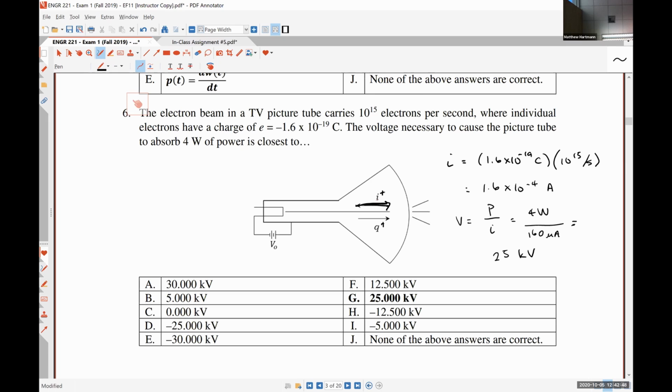So what I was saying is that if the charge is positive and directed to the right, the current is also positive and directed to the right, which means that the tube would be supplying power to the battery, not the battery supplying power to the tube, based on the indicated directions in this diagram. And then that would make the power absorbed negative. Right, so the voltage necessary to cause the picture tube to absorb. So based on, again, the assumption here that the charge is positive and the current is positive, the picture tube absorbing 4 watts of power would make the battery.